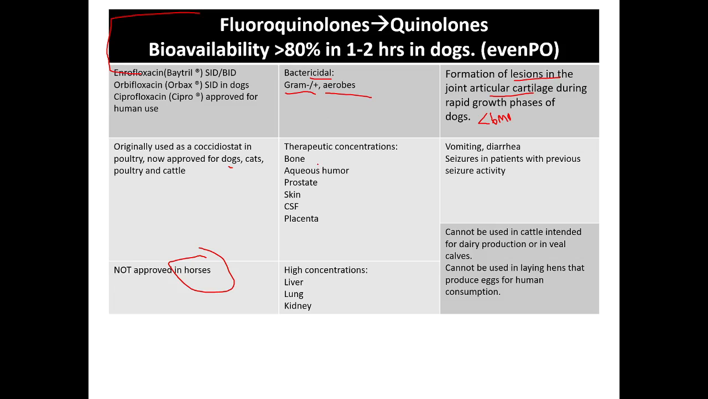It gets to therapeutic concentrations very easily in bone, aqueous humor, prostate, skin, CSF, and placenta, so it crosses all those barriers. We can see vomiting and diarrhea or seizures if patients have previously had seizures. We also get high concentrations in the liver, lung, and kidney. We do not want to use it for cattle intended for dairy or for veal calves, or in laying hens that produce eggs for human consumption, because we don't want to produce resistant bacteria to these drugs.